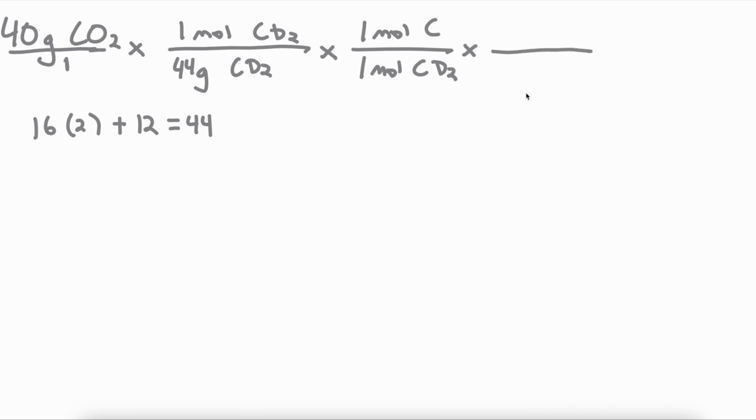To do this, I just need the molar ratio. For every 1 mole of carbon, I get 12 grams of carbon, because that's its molar mass on the periodic table. And so I can take this, cancel the grams, cancel the grams, and cancel the moles. You get a final answer, 11 grams of carbon when written with the appropriate number of significant figures.